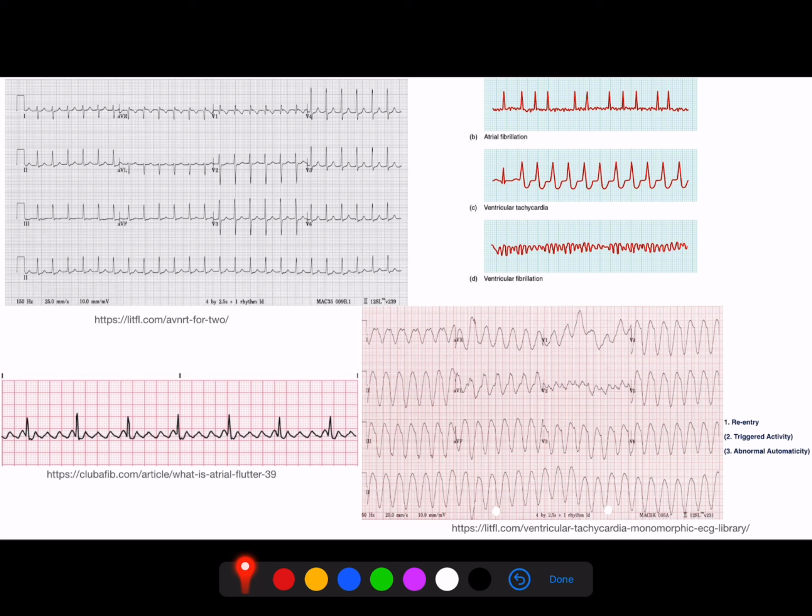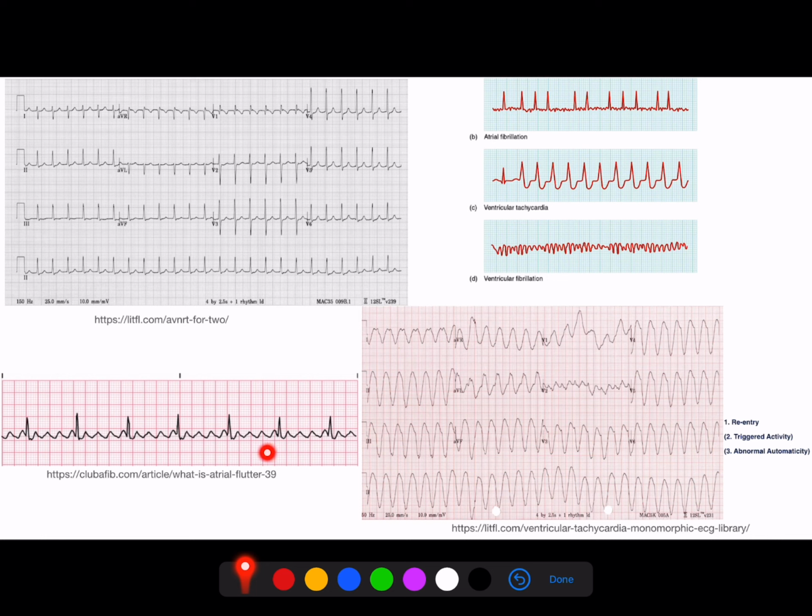Then again, here's an example of ventricular tachycardia. This is monomorphic as here as well, because at one point there's a re-entry and the heart is still pumping but very fast, and you don't see any P waves. You just see the ventricle contracting very fast.